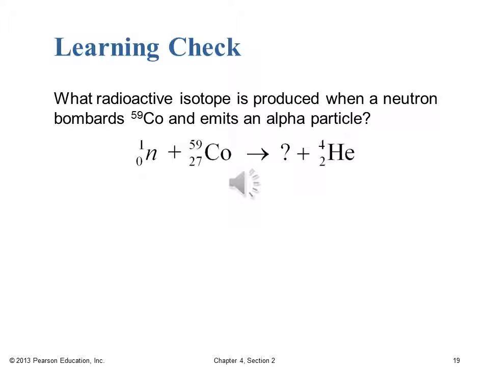All right, so let's follow up with a learning check here. What radioactive isotope is produced when a neutron bombards cobalt-59 and emits an alpha particle? So make sure to use your stepwise approach, or another approach if you have one that works for you all the time. You don't have to use the one in our text, but go ahead and pause the video if you need some additional time. When we start back up, we'll take a look and see how you did.